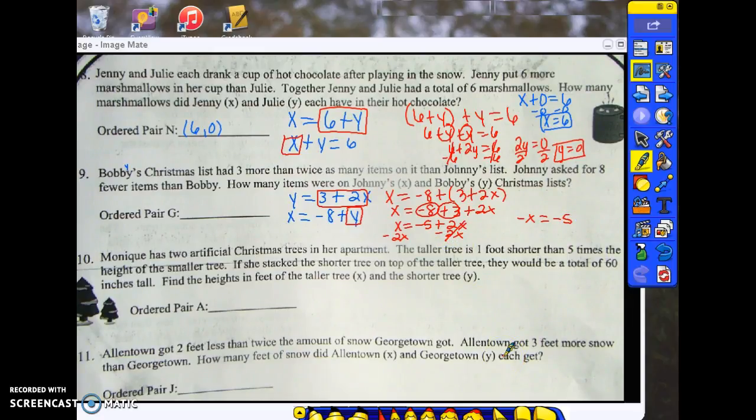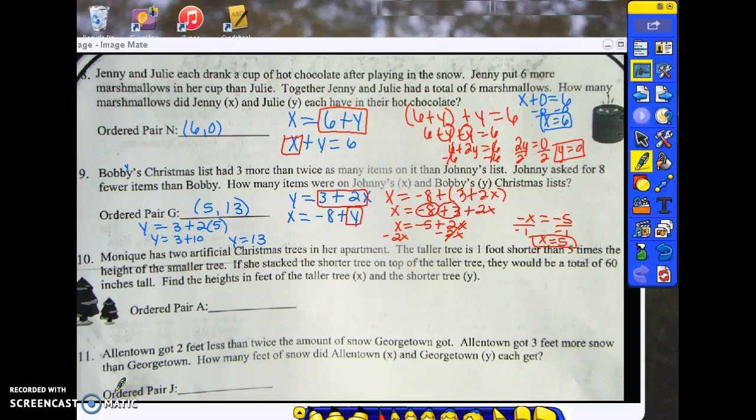I can't have a negative variable, so I'm going to divide by negative 1 on both sides and get that x is 5. I take what x is equal to, which is 5. That's how many Johnny got: 5 items. Bobby had 3 more than twice as many as Johnny. 2 times 5 is 10. And 3 plus 10 is 13. So my ordered pair is 5, 13. You'll go to the right 5, up 13, and put G on that point.